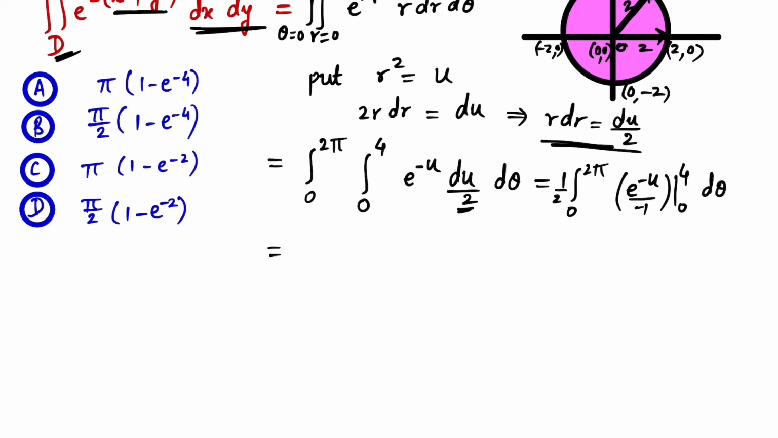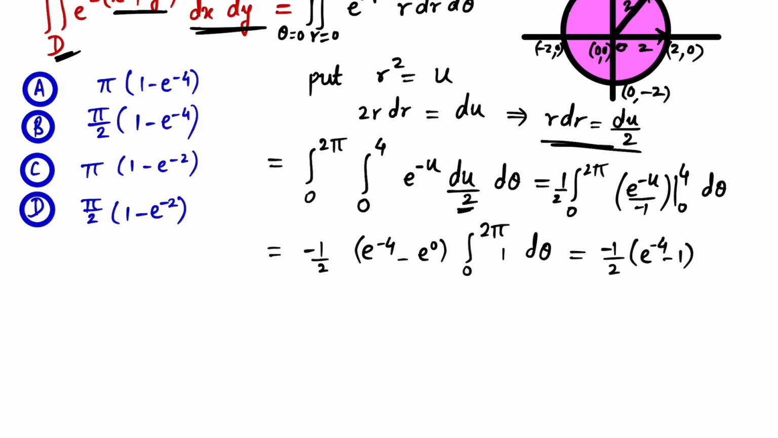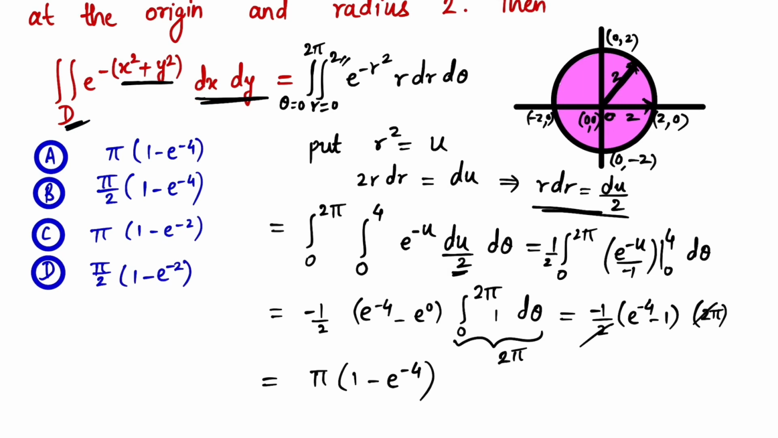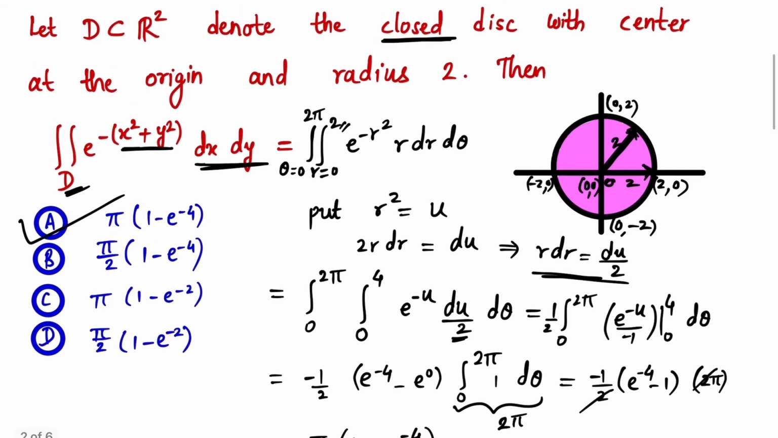Now this is equal to minus half times e raised to minus 4 minus e raised to 0, and the integration of d theta, right? So this is equal to minus 1 by 2 times e raised to minus 4 minus 1, since e raised to 0 is 1, and this is just equal to 2 pi. Now the 2 cancels, and here we have pi times 1 minus e raised to minus 4, right? So the answer is option A. This is a very interesting question and also it carries 2 marks.